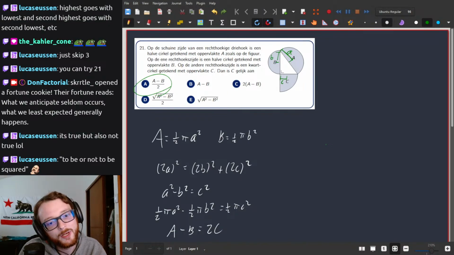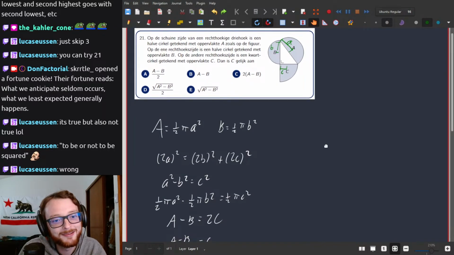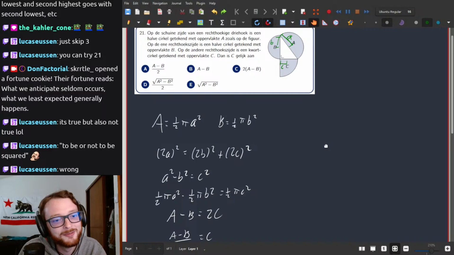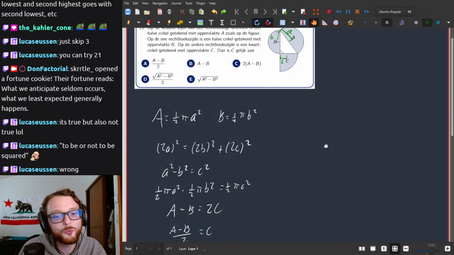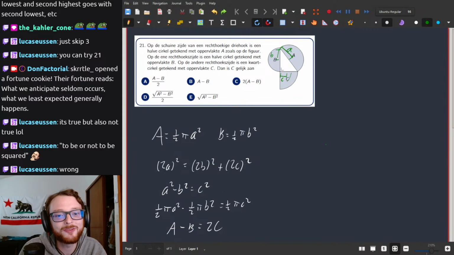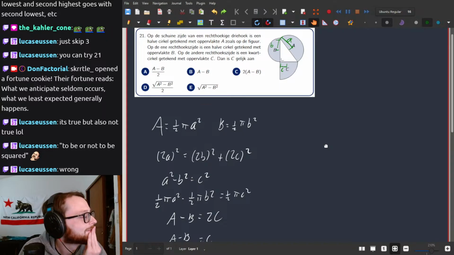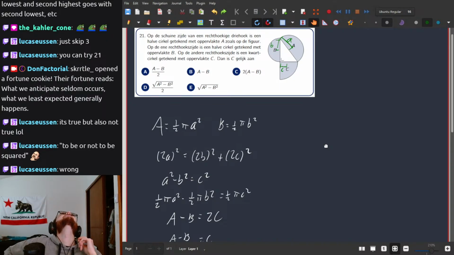I don't think we need a square root. Wrong? Bruh. Oh, it's because of the way I define C. C is a quarter. That's so annoying. How do I fix that?